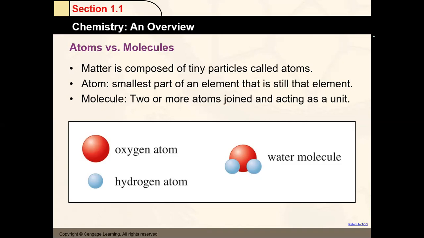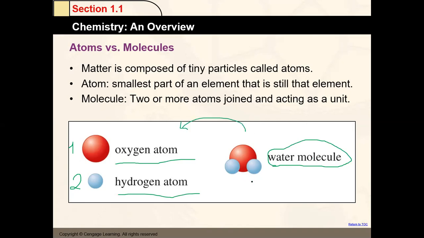The molecule comes from the association of two or more atoms joined, as we can see here. Here you have an oxygen atom and here a hydrogen atom. The water molecule comes from the association of these atoms. In this case, we use two atoms of hydrogen and one atom of oxygen to form the water molecule. That's something we call a chemical reaction, which we will see later, where we can tie atoms together to form a molecule. Molecules can be divided, yes. If you divide molecules, you will go back to atoms.